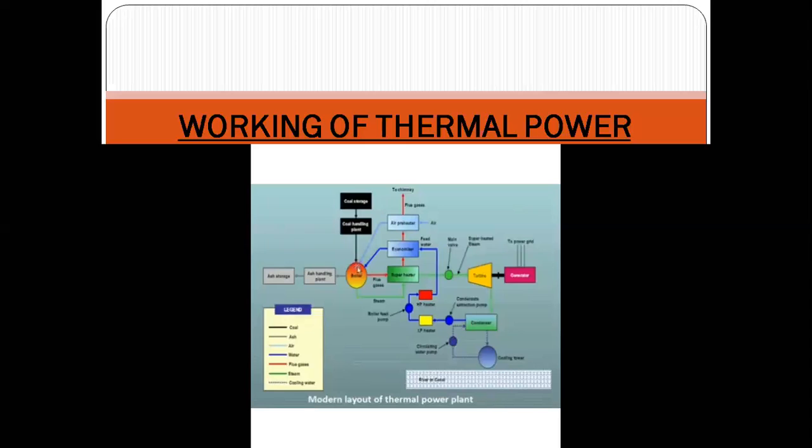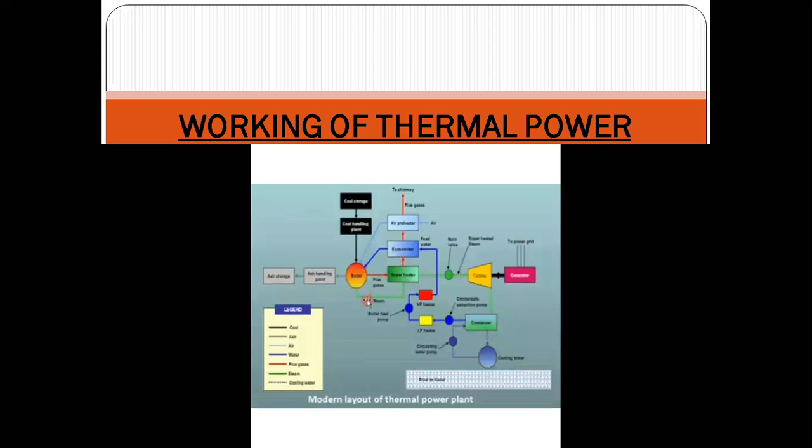Inside the boiler, air comes from the atmosphere and passes to the air preheater, where its temperature is raised with the help of the flue gases. This air and coal mixture comes to the boiler and starts to combust. Due to the combustion, a large amount of heat is generated. This heat passes to the feed water, so this water is now converted into steam. High temperature and high pressure steam is generated inside the boiler.